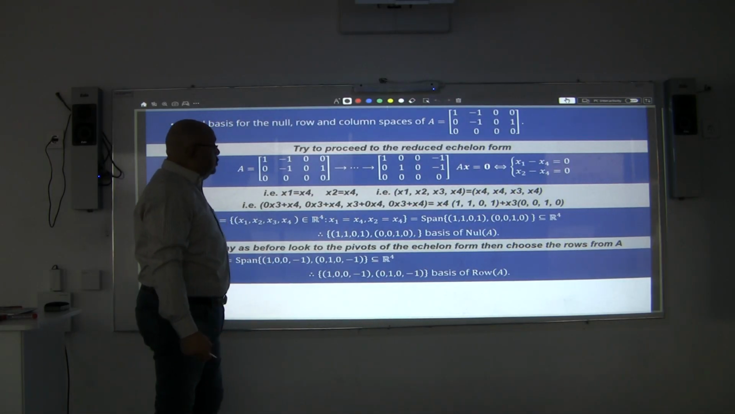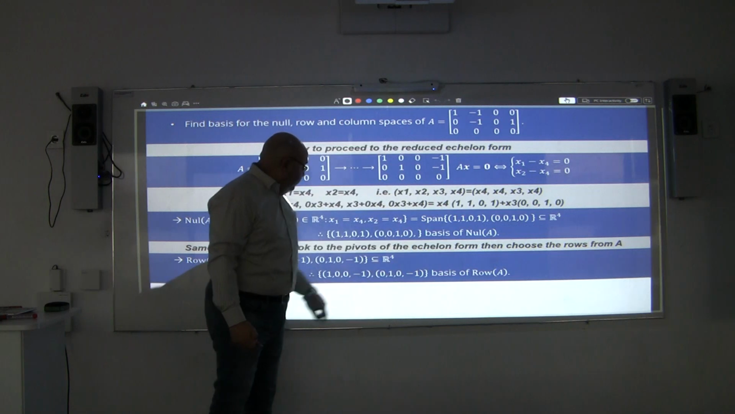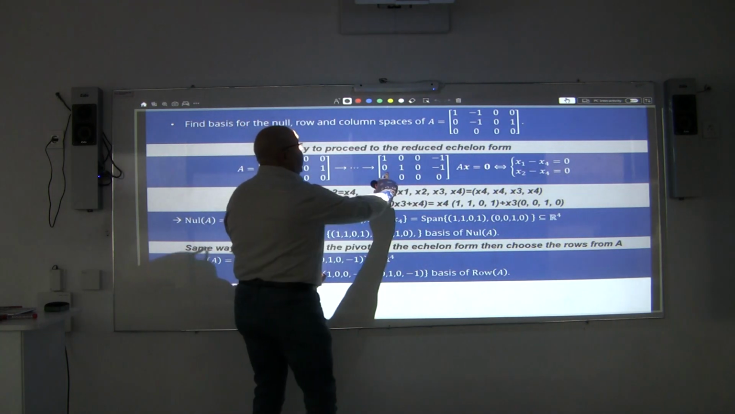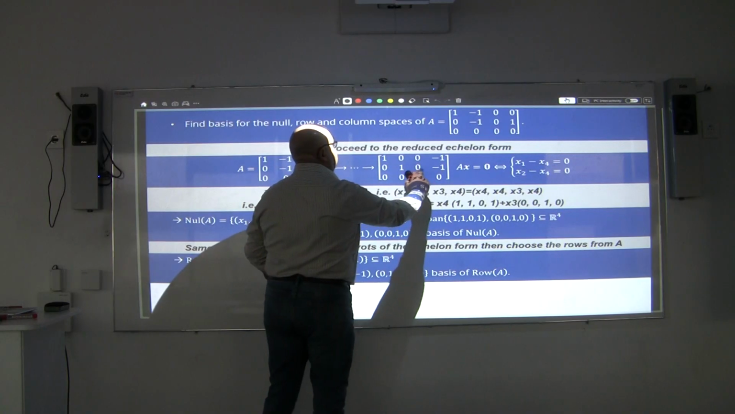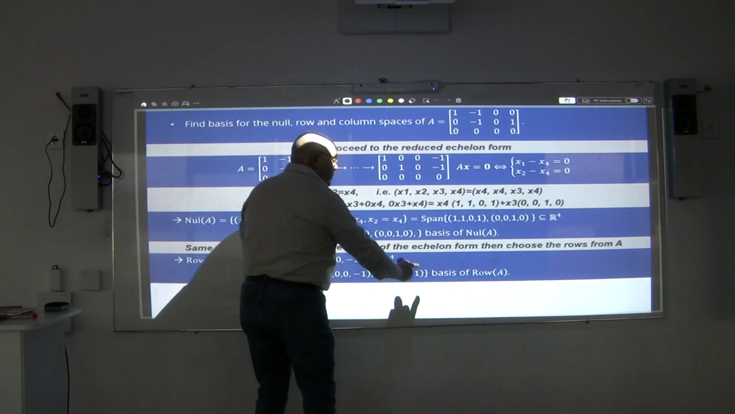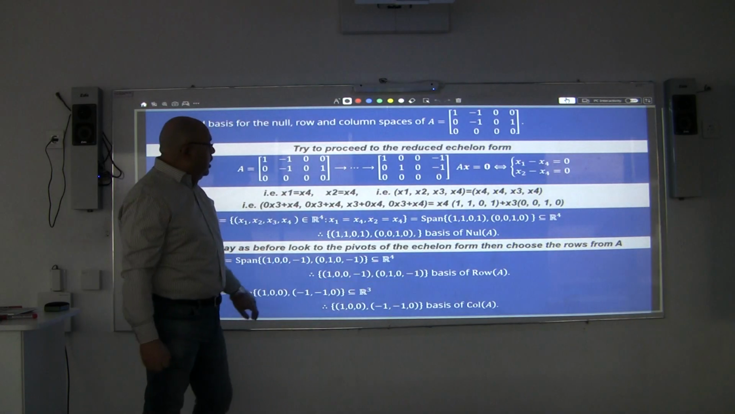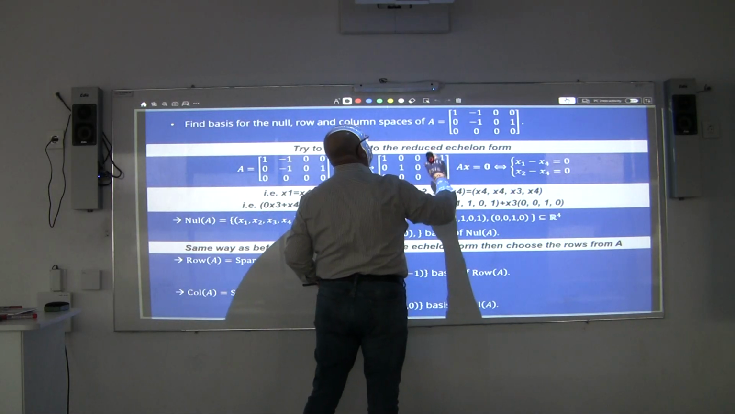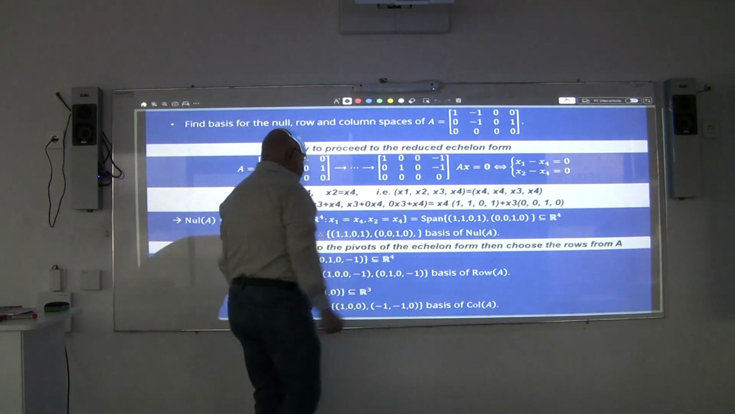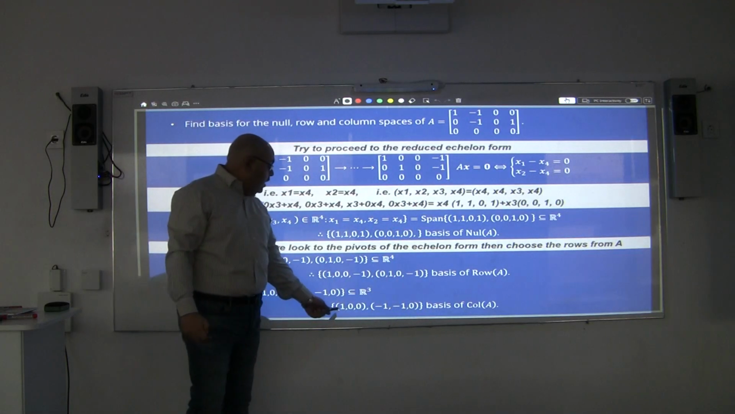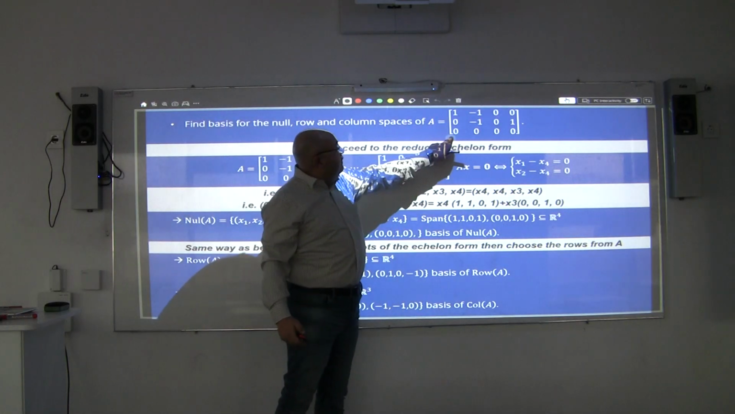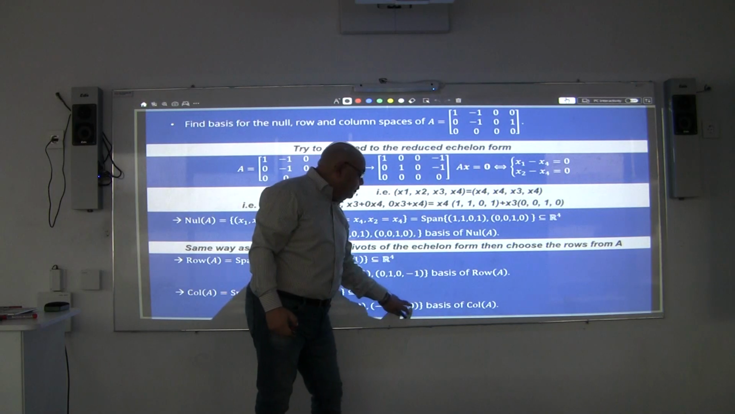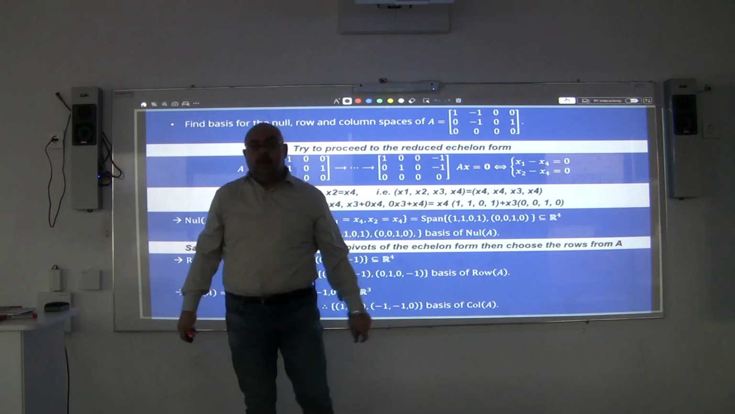So here's the row space, which is 1, 0, 0, negative 1. You will find it here. And the second vector, which is 0, 1, 0, negative 1. Here we go, that's the basis for the row space. For the columns, I will take the first 2 columns only, because their pivots already exist in the reduced echelon form. So 1, 0, 0 for the first vector, and the second vector is, as you can see, negative 1, and 0. That's the basis for the column space.